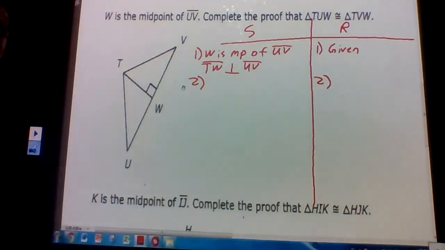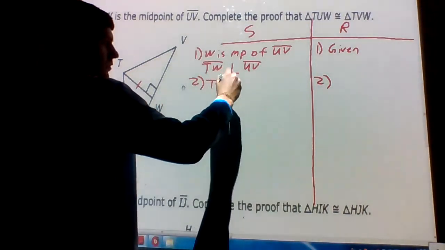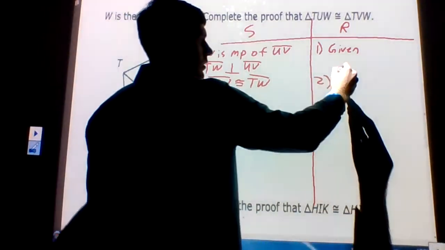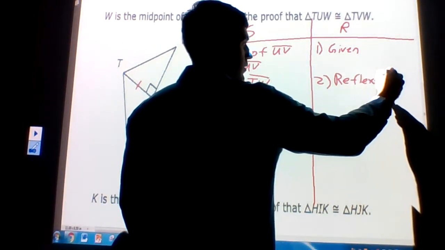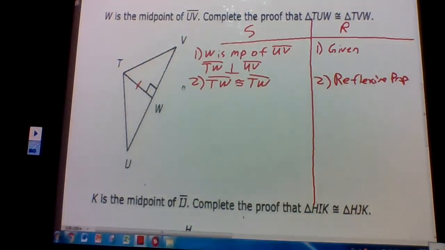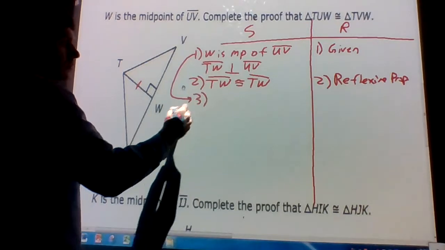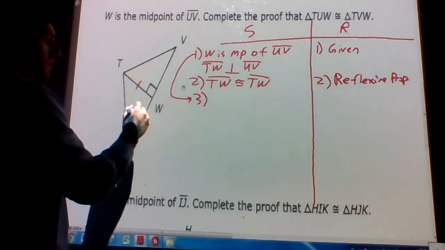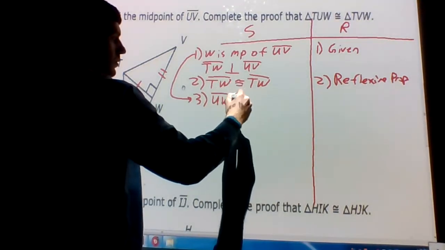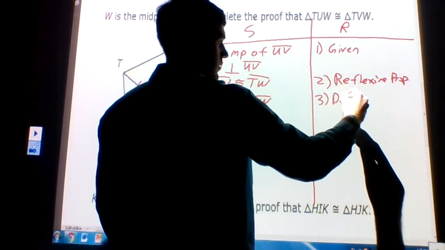So let's go down our list. We don't have vertical angles, but we do have a shared side. So let's start there. TW is our shared side, so TW is congruent to TW. TW in one triangle is the same as TW in the other. Okay, that's your reflexive property. We keep going down the list. Next is midpoint. We do have a midpoint. So W is the midpoint of UV, so it's going to cut it in half. 2 equal pieces, so we know UW is going to be congruent to VW. Okay, that's your definition of a midpoint.